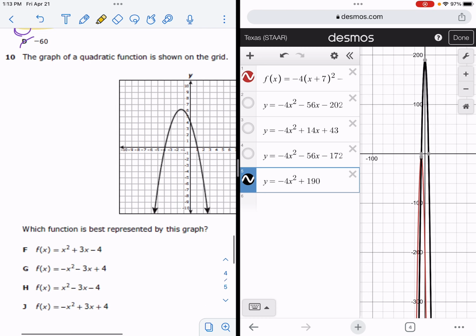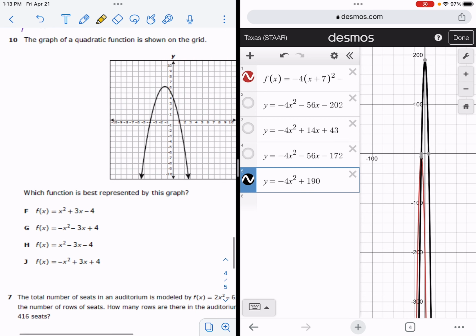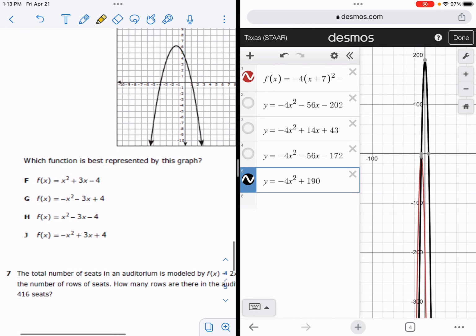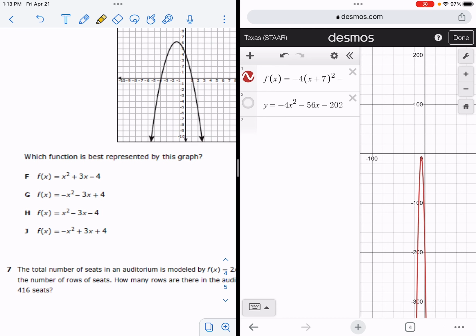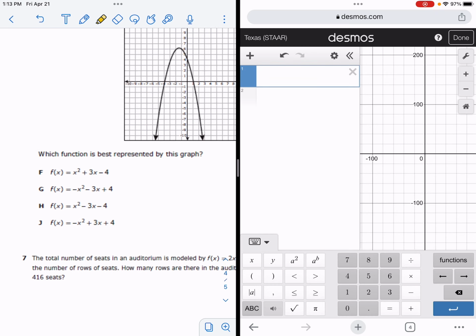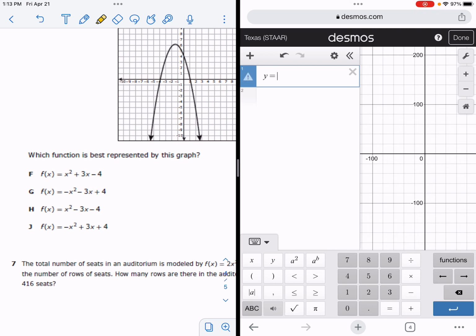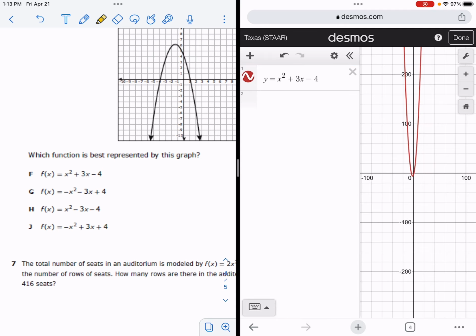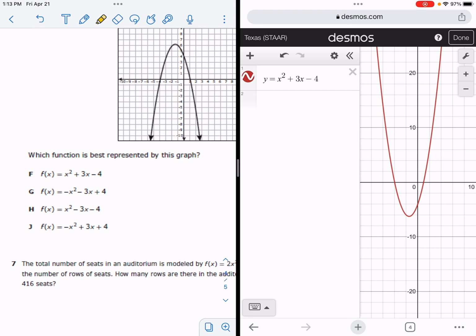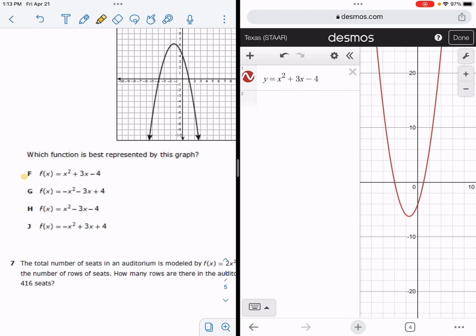All right, the graph of a quadratic function is shown on the grid. Which function is best represented by this graph? Just like everything else, type them in, see which one matches. You can use y equals or f of x. We're not using function notation to evaluate anything. Okay, and so this function's opening up. Our original function is not opening up, so it is not F.